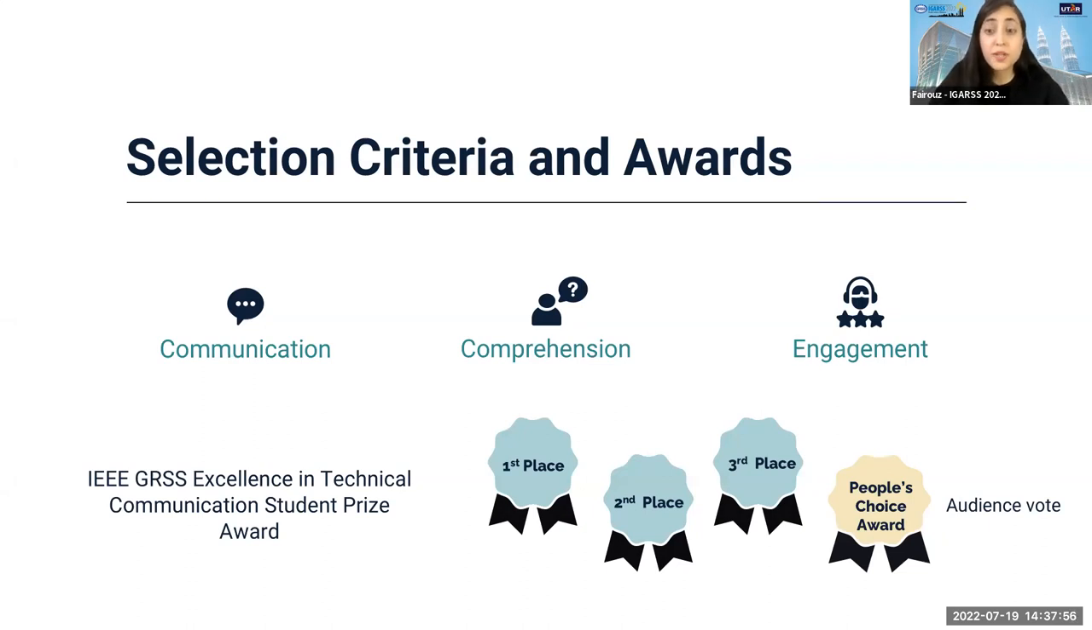The 3 best presentations will be selected by the evaluation committee and then awarded the IEEE GRSS Excellence in Technical Communication Student Prize Award. This time we also have another award, the People's Choice Award, which is left to you as the audience to decide. You can vote after all presentations are over for your favorite finalist, but please only once. In the chat box, I will send you an evaluation spreadsheet that you can use to score all the speakers, which can help you later decide which one is your favorite.